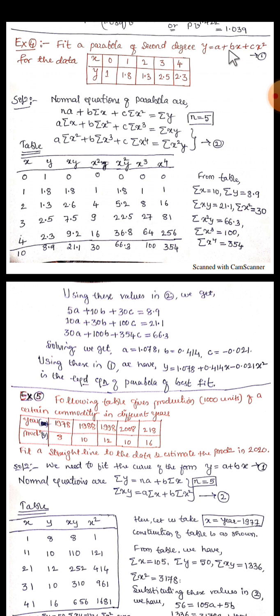So we are required to fit this parabola. In the parabola, a, b, c, three constants are there, so there exist three normal equations. For writing these normal equations, we have seen in the last lecture. Now construct the table. How to construct the table, that also we have discussed in the last lecture.